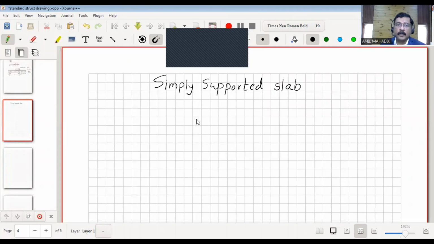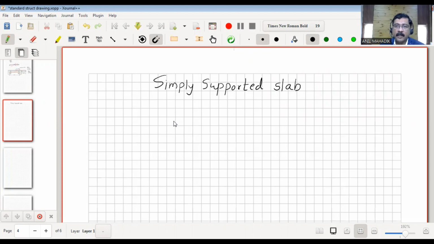So in slab also, philosophically, it is the same as beam, because slab is also a bending member and beam is also a bending member. So let's take a simple example from the analysis. We know already that when there is a simply supported beam and there is a load on this, then we get the bending moment diagram like this. So zero moment at the ends and maximum moment at the mid span. And that too, we have the tension at the bottom and compression at the top.